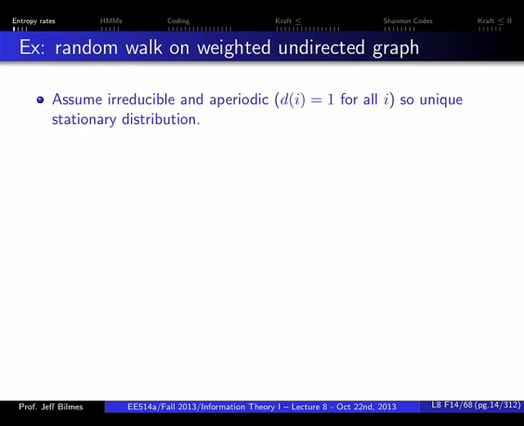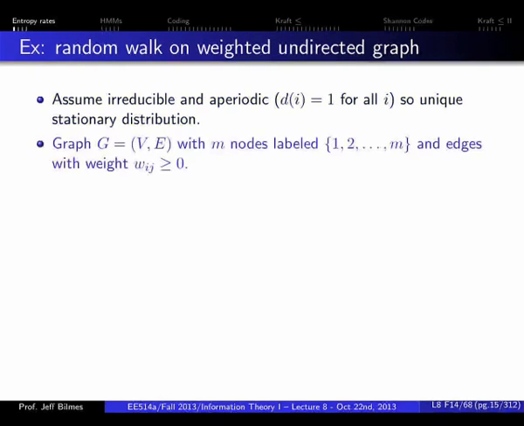Okay, so now we move on to new stuff. So in some sense, what we're going to do is look at the Markov chain in the context of a random walk. And we're going to assume it's irreducible and aperiodic, meaning that D, the period of all states, is going to be 1. And so that means that there's a unique stationary distribution that comes from the theory of Markov chains. It also means that the self-transition is going to be 0.